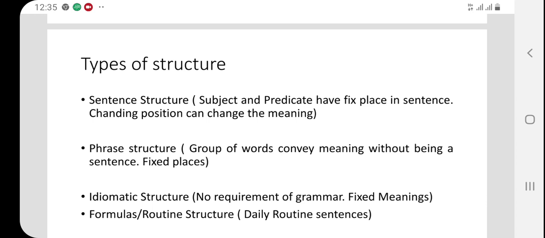Clauses are sentences that convey meaning. That is the difference between phrase and clause. So in phrase structure, a group of words conveys meaning without being a sentence. They are not sentences, but they convey a proper meaning.